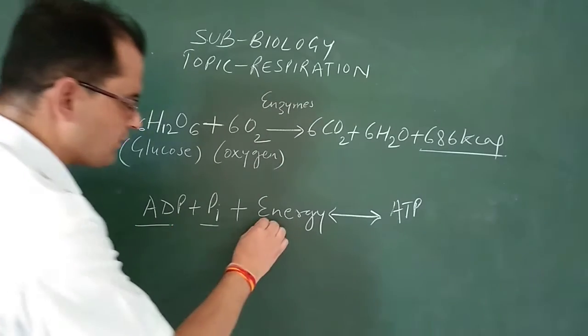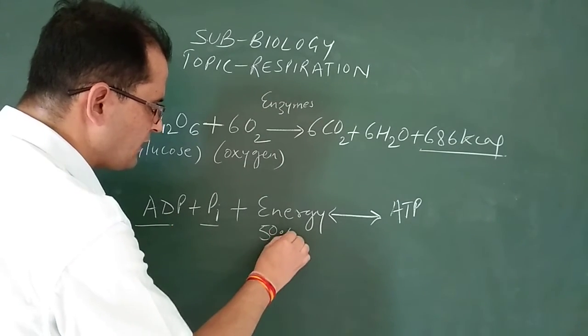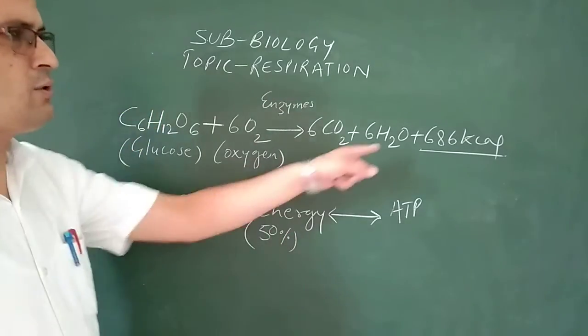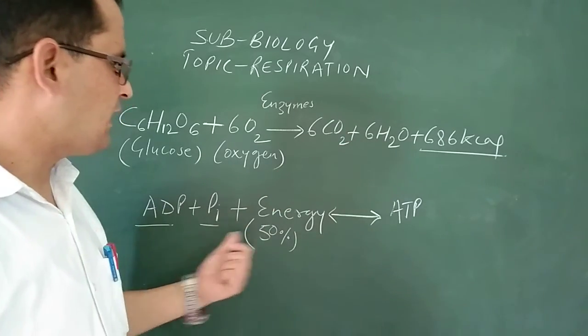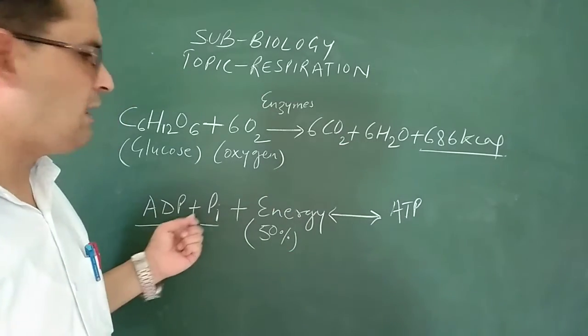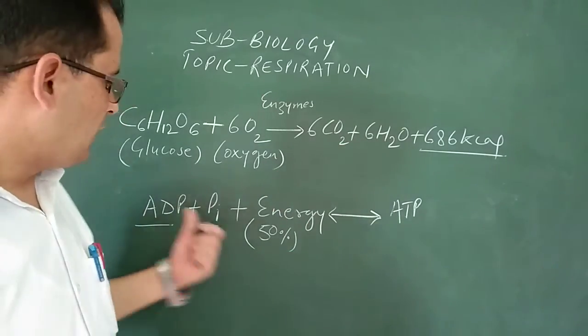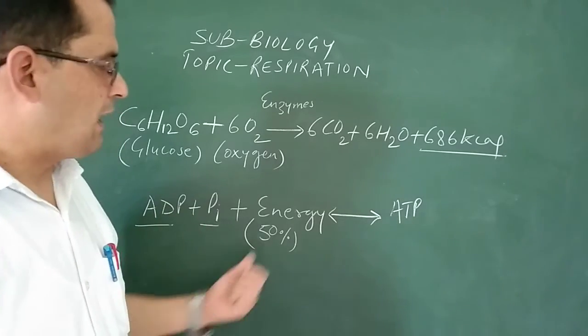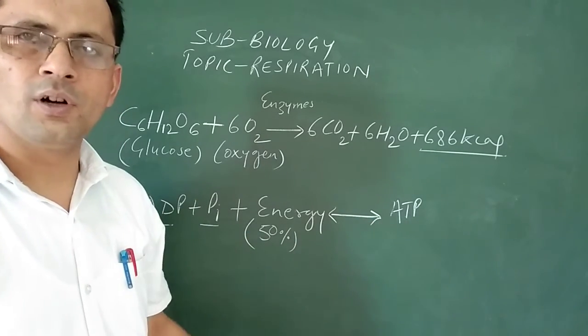Now this 50% of the energy which is produced there is used in making ATP from ADP and inorganic phosphate. So ADP is adenosine diphosphate and ATP is adenosine triphosphate.